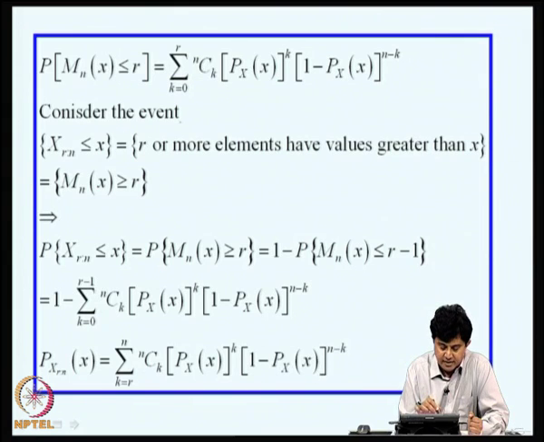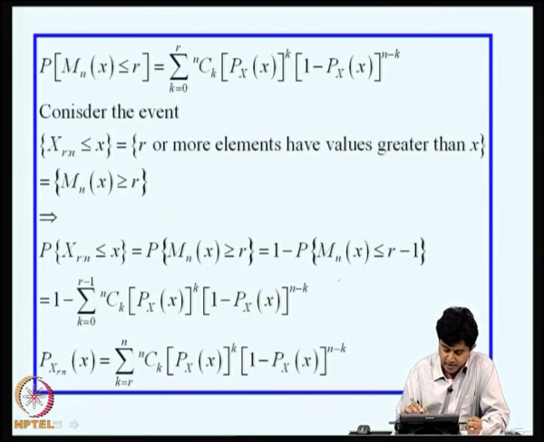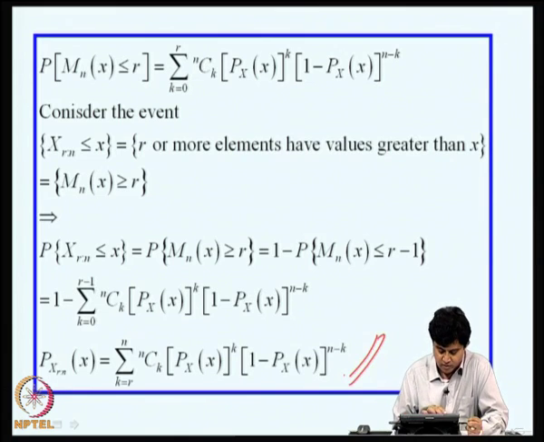Now from this, if we consider the event xr:n less than or equal to x, that means the rth candidate in the ordered list has a value less than or equal to x, it would mean r or more elements have values less than or equal to x. Therefore, this is nothing but Mn of x greater than or equal to r. Now we have characterized Mn of x as a random variable, therefore I would be able to derive this probability density function for the rth member in the ordered list.